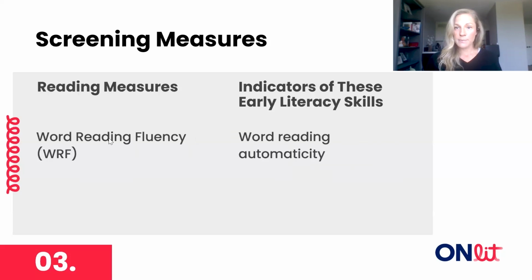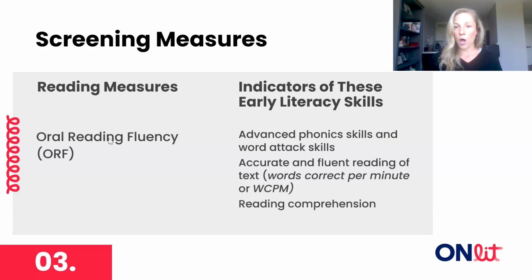A word reading fluency measure provides information on automatic word reading. These are with real words. Probably the most commonly known screener is the ORF, or oral reading fluency. This measures accurate and automatic word reading as well as reading comprehension. There are additional measures, including maze and silent reading fluency, that are introduced at higher grade levels. If you are implementing universal screening for students in grade 3 or higher, these are measures that can also be used.